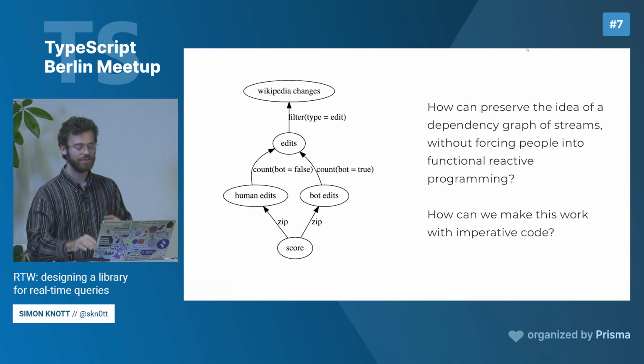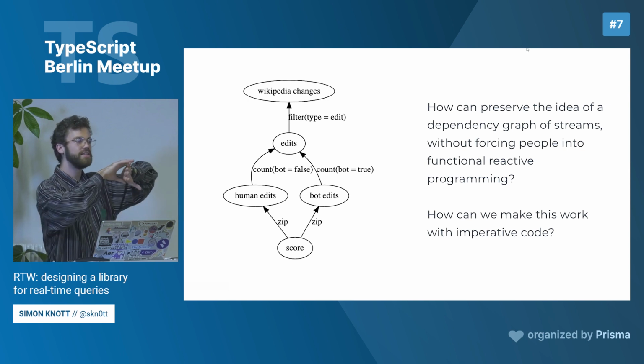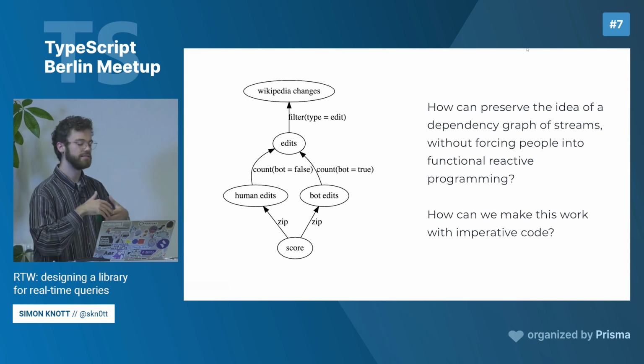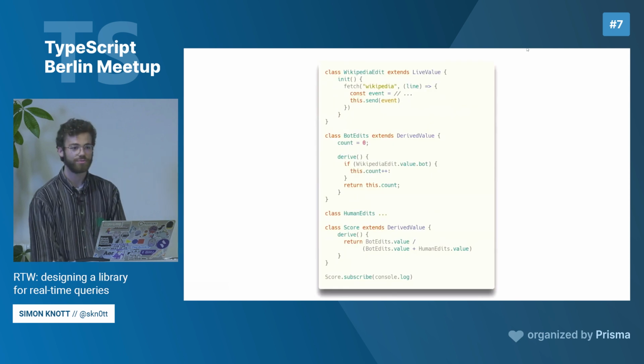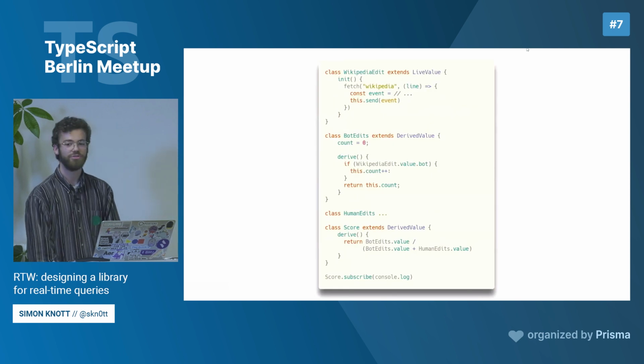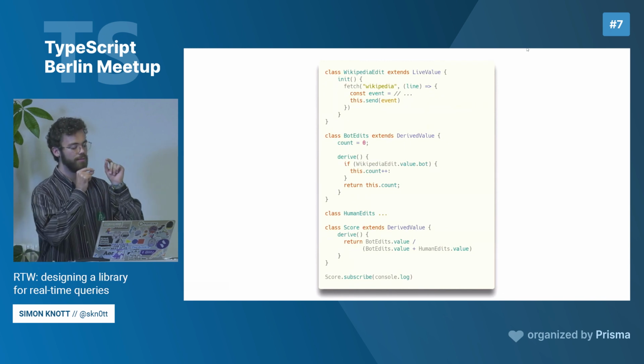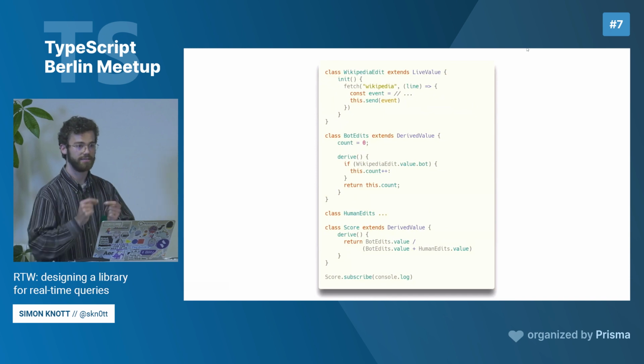But it's pseudocode, and I want to walk you through these different design ideas we had and how we emerged at a design in the end. This is the first one, and it's a lot of code. Let's walk through it. So remember, we want to map to this concept of a dependency graph.